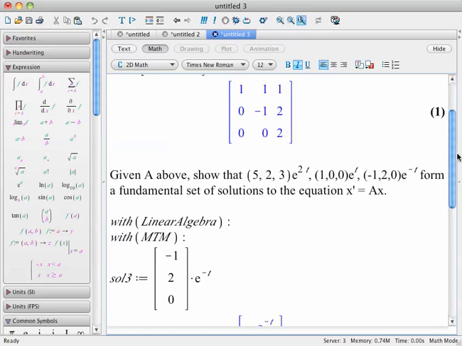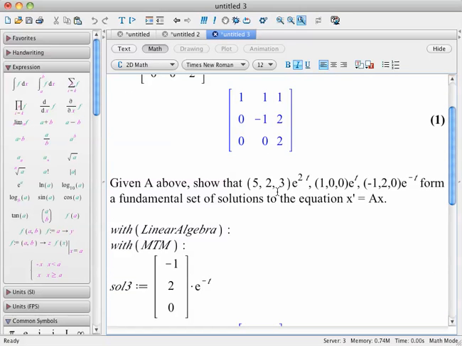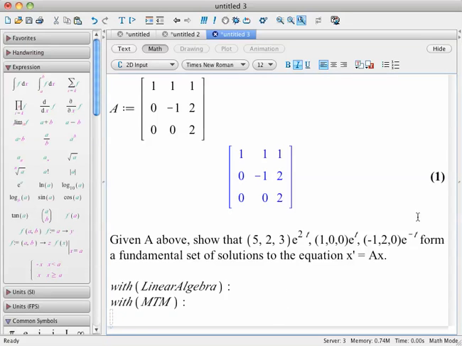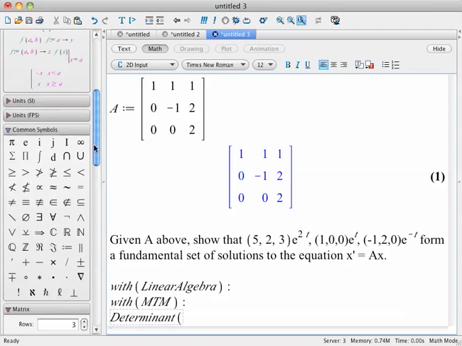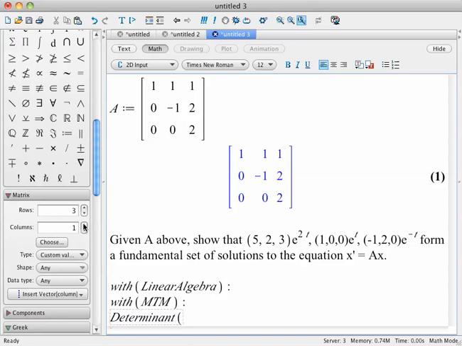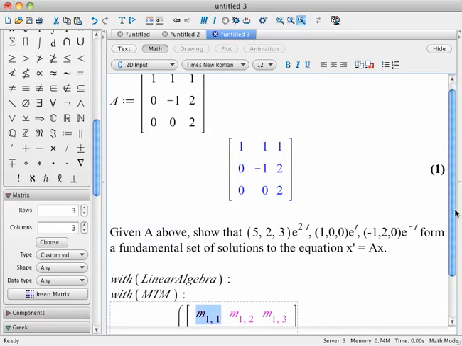So what we have here are 3 solutions. What we don't know yet is whether or not they form a fundamental set. And for that, we need the Wronskian. So I'm going to get rid of all this stuff, and let's do a determinant. A nice thing about doing a determinant in this case is that we don't have to take derivatives. We just have to enter the matrix.